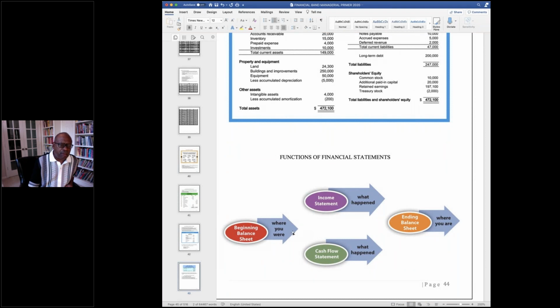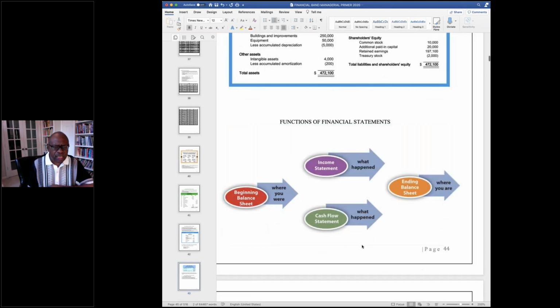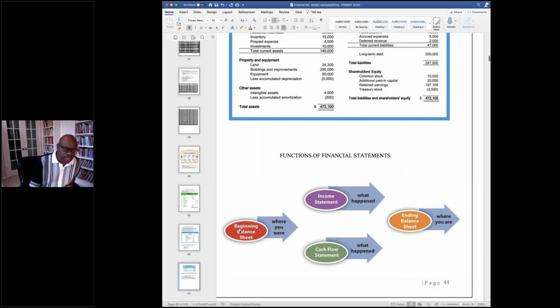The balance sheet, the beginning balance sheet, tells us where we are. The income statement tells us what happened. A statement of retained earnings would tell us how much of the income we retained in the business, and a statement of cash flow, which we prepare later, tells us what we do with the cash. Where did the cash come from? Where did it go? And then the ending balance sheet, this balance sheet here, tells us where we are. So where did we start? What happened? And where do we end?